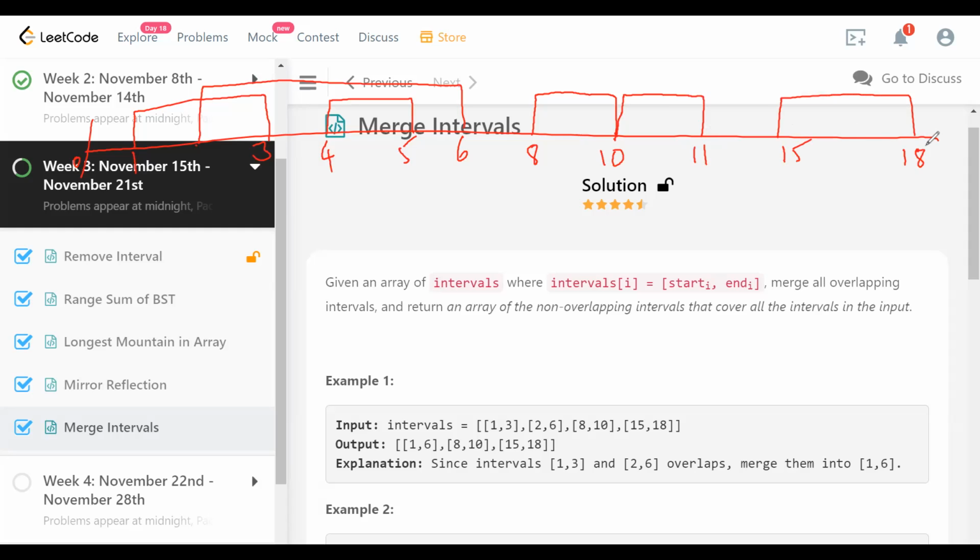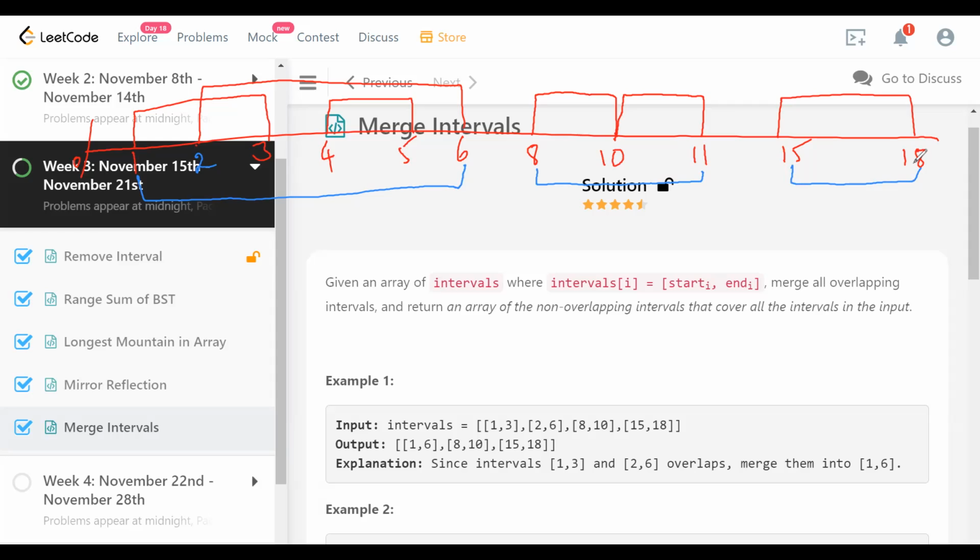Now, what should be the expected answer? Look at this, the 1 to 3 and 2 to 6 are overlapping, and that is going to create 1 to 6 anyway, and 4 to 5 is within that. So these three intervals are going to be merged into a single interval from 1 to 6. And 8 to 10 and 10 to 11 are also overlapping, so we can merge them into one single interval from 8 to 11. And 15 to 18 is going to remain as it is. So these are the three intervals we're going to have in the result, right?